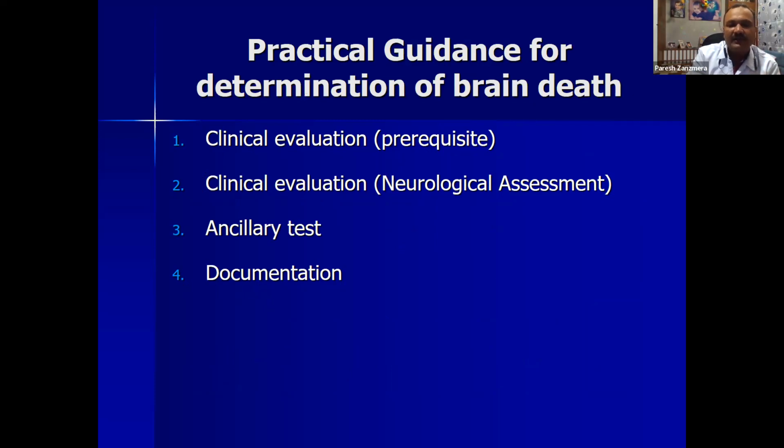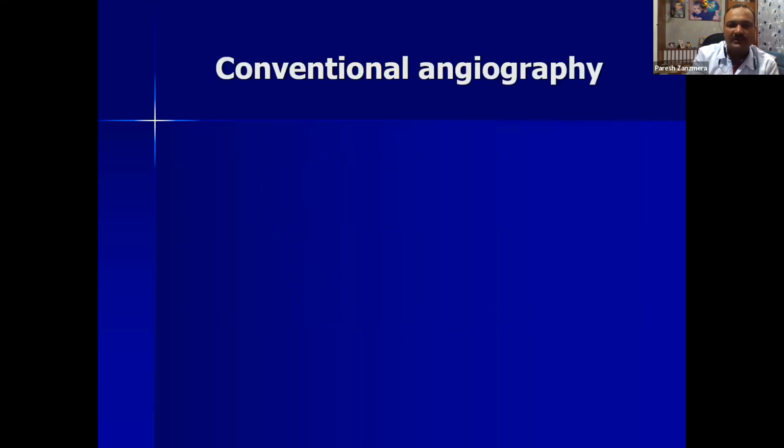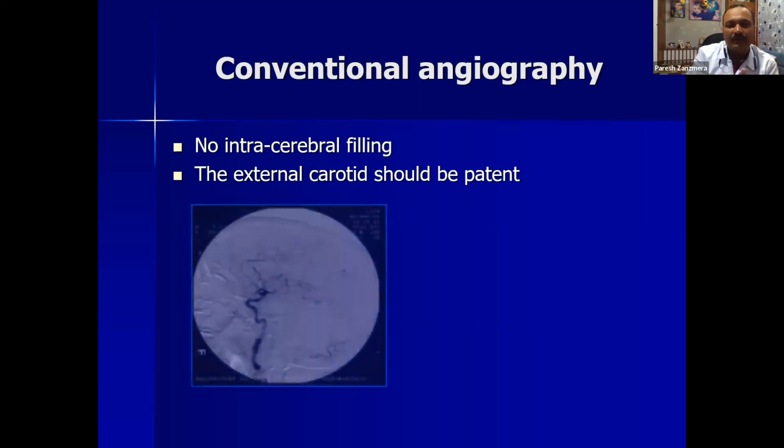However, you should know what the ancillary tests are, so that sometimes you can utilize them. What are those? Conventional angiography, EEG, transcranial Doppler, brain scan, and somatosensory evoked potential. I will not go into great detail, but no intracranial cerebral filling should be there if you do cerebral angiography. However, the external carotid artery should be patent before you do that. So this is the normal digital subtraction angiography.